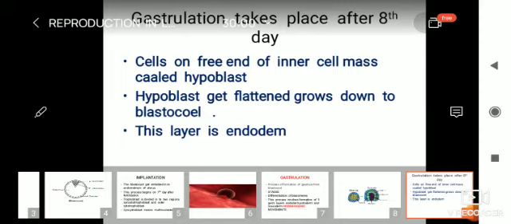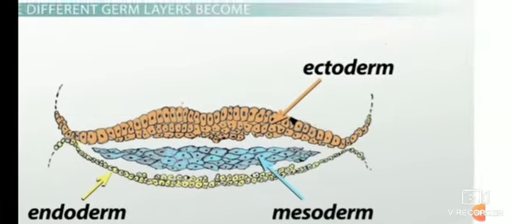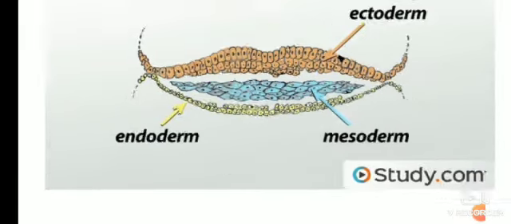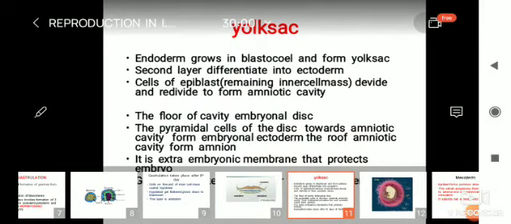Gastrulation takes place after the 8th day. Cells on the free end of the inner cell mass are called hypoblast. Hypoblast gets flattened and grows down into the blastocoel. This is the endoderm. In the picture you can see clearly ectoderm from outside, mesoderm and endoderm. Yolk sac. Endoderm grows in the blastocoel and forms the yolk sac.